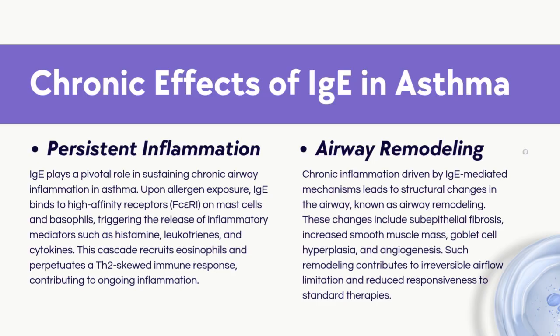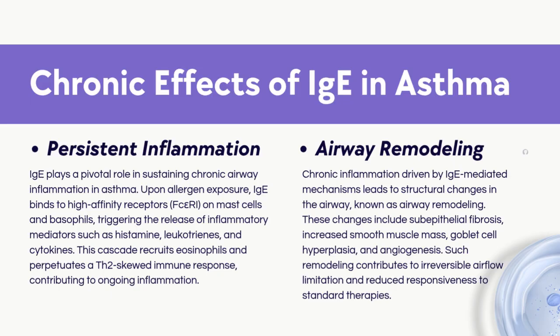Now, let me continue our presentation by explaining the chronic effects of IgE in asthma. The first point is persistent inflammation, where IgE plays a pivotal role in sustaining chronic airway inflammation in asthma. Upon allergen exposure, IgE binds to high affinity receptors known as Fc epsilon receptor 1 on mast cells and basophils, triggering the release of inflammatory mediators such as histamine, leukotrienes, and cytokines. This cascade recruits eosinophils and perpetuates a Th2 skewed immune response, contributing to ongoing inflammation.